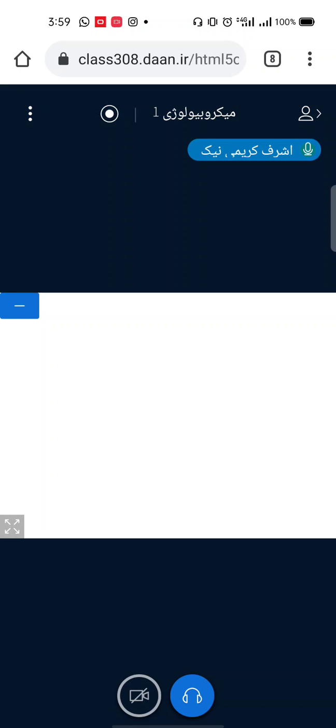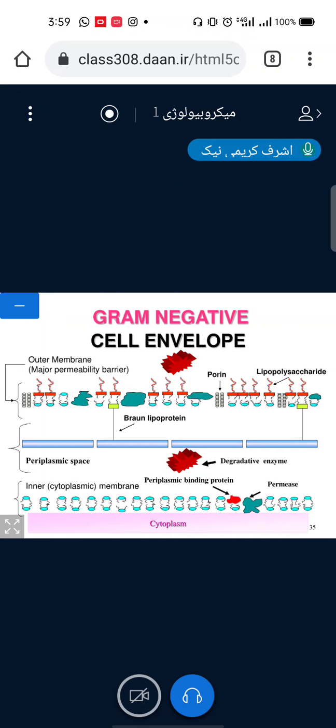This is another image about the gram-negative cell wall. I put a different image to learn more about the cell wall structure of bacteria. In this image, outer membrane, phospholipid, porin, yes, porin is distinctive in this shape.